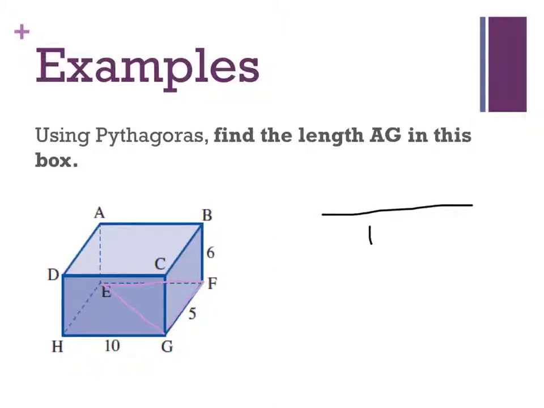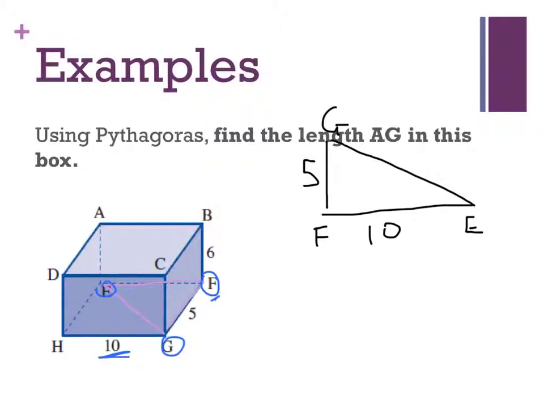10 across from F to E. Okay, it goes 5 up and it goes across there. Okay, this is the one I'm after, E to G. That's the important one, E to G. Okay, F to E I get given. F to E is 10. I know that because the other side is 10.